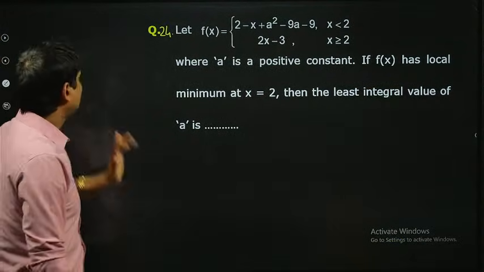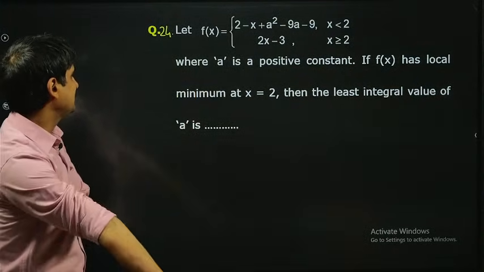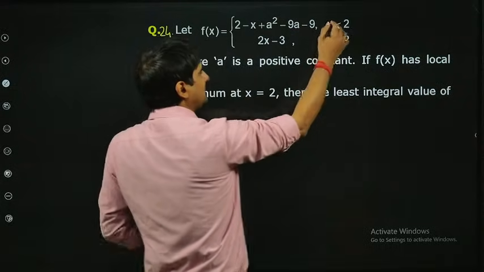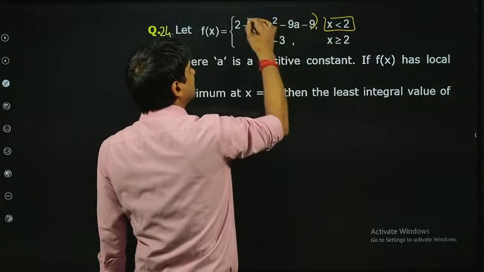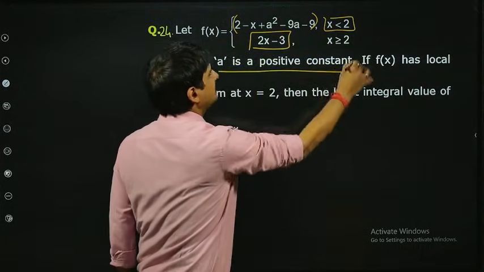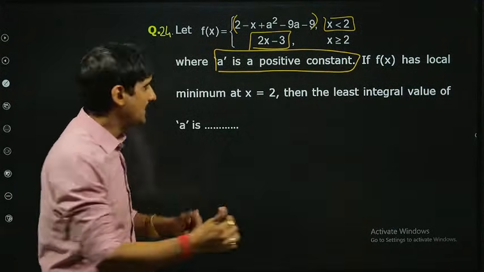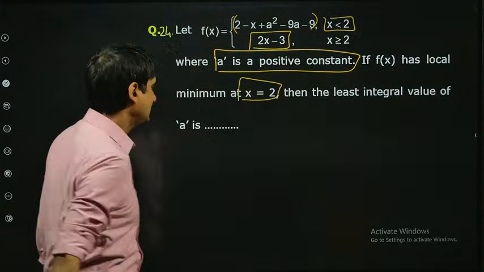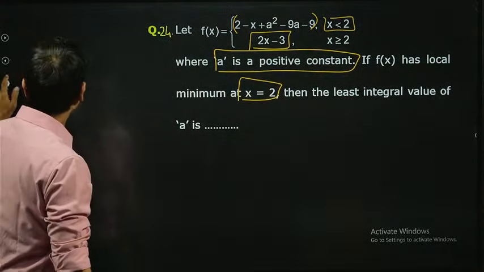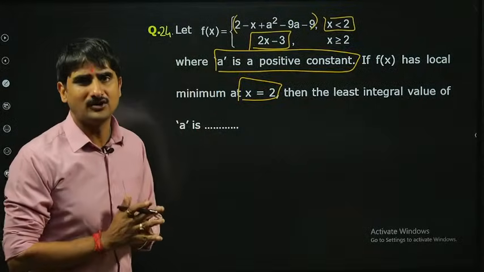Now moving to the 24th question, the second last question of the test paper. f(x) is this and f(x) is that. So f(x) is defined on the left side of 2 as this function, and on the right side of 2 as this, where a is a positive constant. If f(x) has a local minimum at x equal to 2, then the least integral value of a is c.